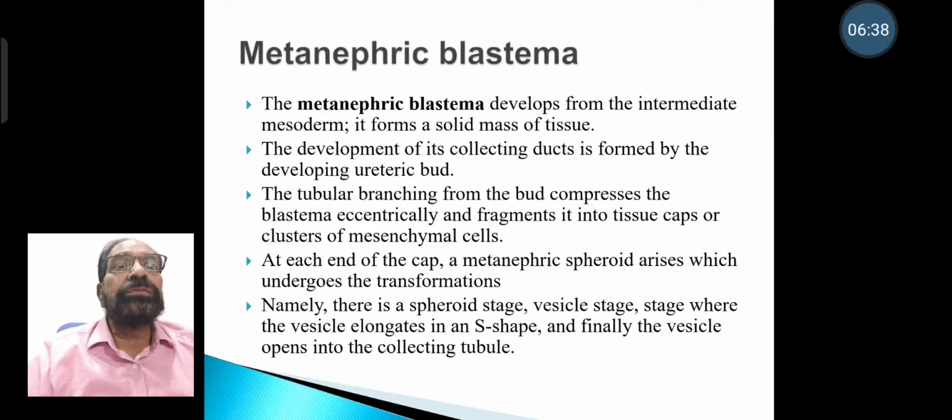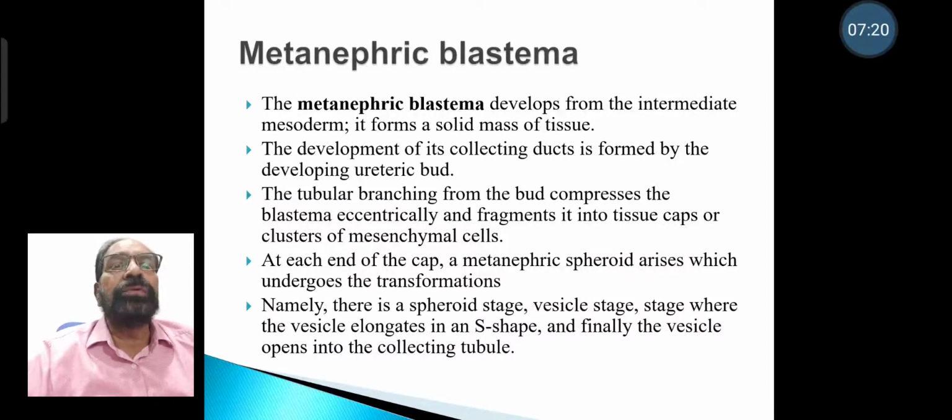The metanephric blastema develops from intermediate mesoderm. It forms a solid mass of tissue. Development of its collecting ducts is formed by the developing ureteric bud. The tubular branching and bud compress the blastema eccentrically and fragment it into tissue caps or clusters of mesenchymal cells. At the end of the cap, a metanephric spheroid arises, which undergoes transformation. Namely, there is a spheroid stage, a vesicle stage, a stage where the vesicle elongates in an S-shape, and finally the vesicle opens into the collecting tubule.